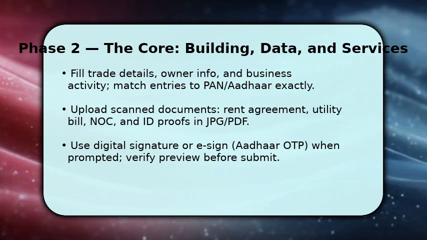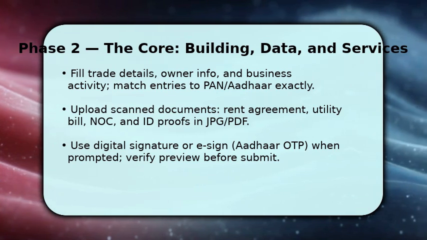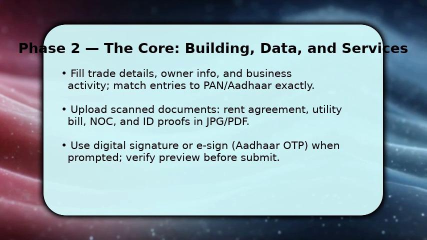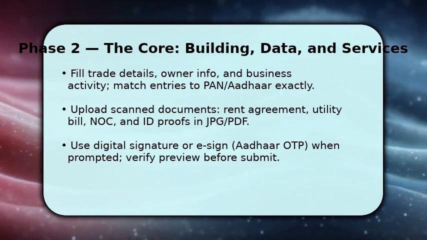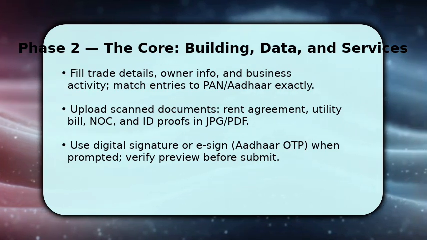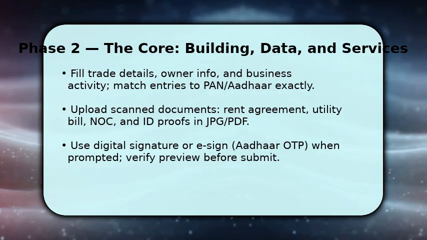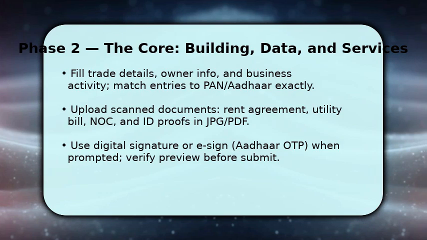Once done, upload the rent agreement or property proof, utility bill, NOC if required, and ID documents. Make sure file sizes and formats meet portal rules, then choose eSign or Upload DSC. Using Aadhaar OTP is faster. After signing, review the preview carefully, correct mismatches, and then proceed to payment and final submission.